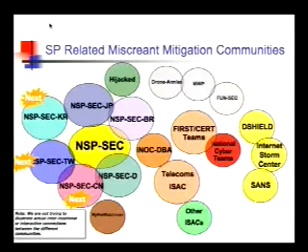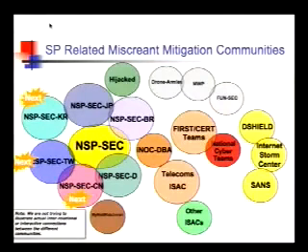We kind of laid them out here. This is not really intended to show the relationships between them, but some of the big ones. NSP SEC is a forum that was started a few years ago, and it's taken off really well. And we have NSP SEC Japan, NSP SEC Brazil.